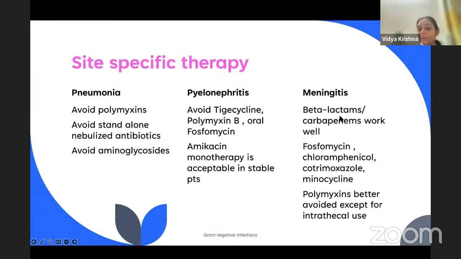Meningitis, again, both your beta-lactams and carbapenems go well. We know that BL-BLIs don't penetrate. Drugs which have good meningitis cover are phosphomycin, chloramphenicol, cotrimoxazole, minocycline. They all have. So, for example, if it's a bad carbapenem-resistant Acinetobacter, you might want to use minocycline if it is sensitive. Sometimes we have used chloramphenicol for CR Klebsiella meningitis, phospho for your CR E. coli meningitis. Depending on the bug, you can use these drugs based on the sensitivity. And polymyxins are generally better avoided. The only way you can use them is probably intrathecal.